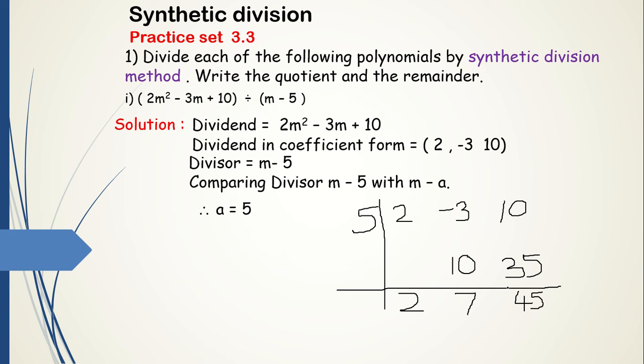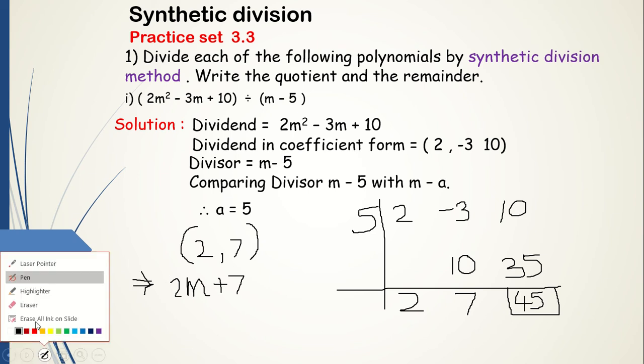Now put the last number into a bracket, because this last number is going to be your remainder. And this 2 and 7, put it in a bracket first like this, because this is called the coefficient form of the quotient. This is your answer, the quotient. Now if you want to write this coefficient form in index form, the variable is m, 2 numbers are there, so it is going to be 2m plus 7. So 2m plus 7 is the quotient, and the remainder is 45.